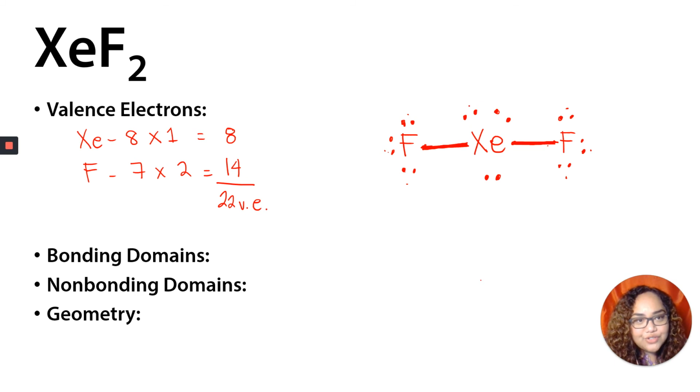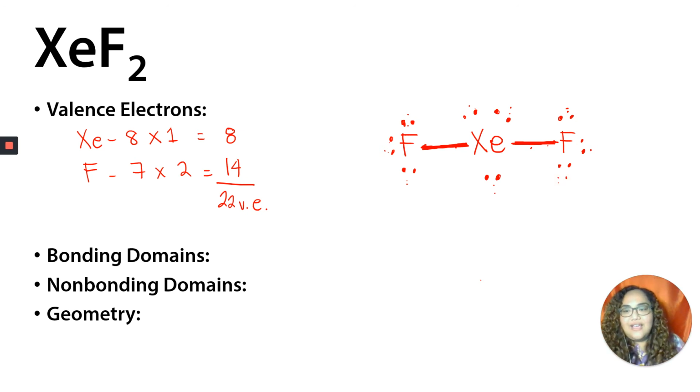Xenon will have 2, 4, 6, 8, 10 electrons. If we're going to count that, will that be a total of 22? So let's see. Are there 22? Are there? So 2, 4, 6, 8, 10, 12, 14, 16, 18, 20, 22. So that would be correct.